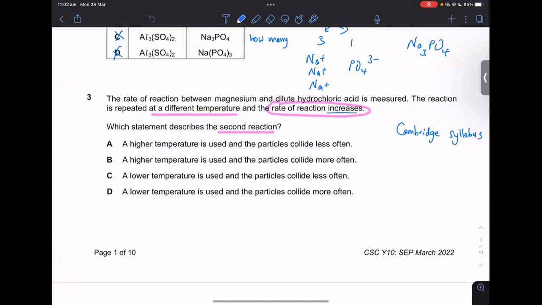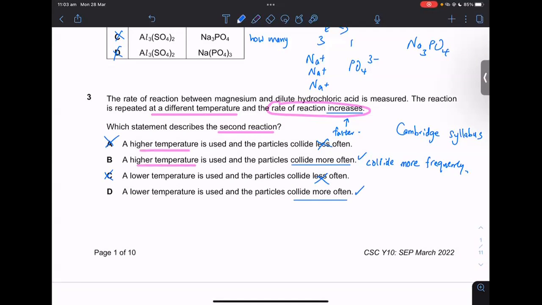This second reaction, the rate increases, so that means it's faster. So they must collide more often. Collide more often is definitely correct. If they meet each other more often, they collide more frequently. There's another word, collide more frequently. Frequent means more often. So we can cross out less often. And then we are thinking about faster reactions, so must be higher temperature.